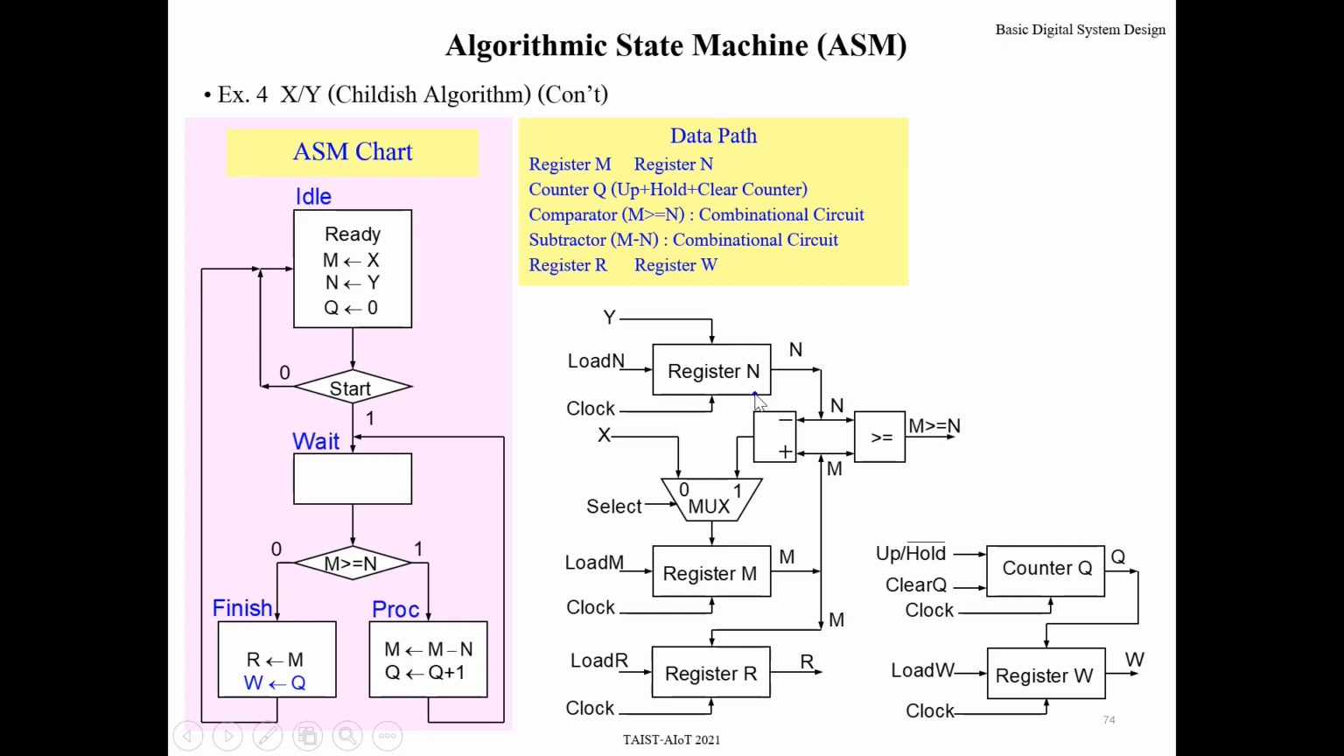For example, register n. Okay, you load data from y. I mean read data from y. This is register n. It's operated by clock, right? But wait for clock tick. Okay, and you need control signal load n to enable. Okay, if load n is active, when clock tick, it will load data from y. Okay, and its output is n.